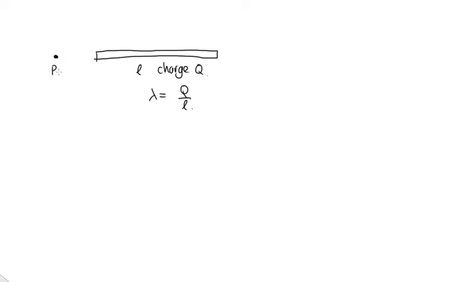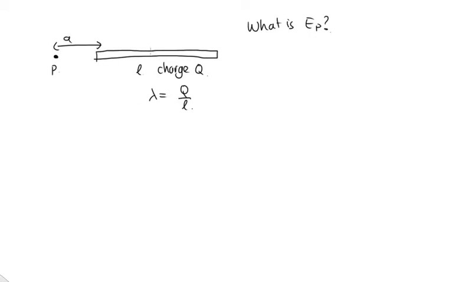So let's have a look at an example of where we would work out the electric field using the linear charge density. Imagine that we had a rod of length L and charge Q. So the linear charge density is going to be Q over L. And we want to work out the electric field here at a point P. So what is E_P? We're told that P is a distance A from one end of the rod.